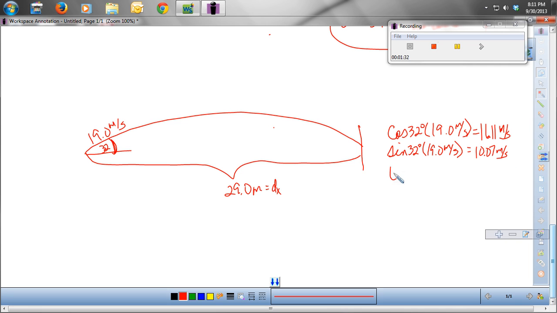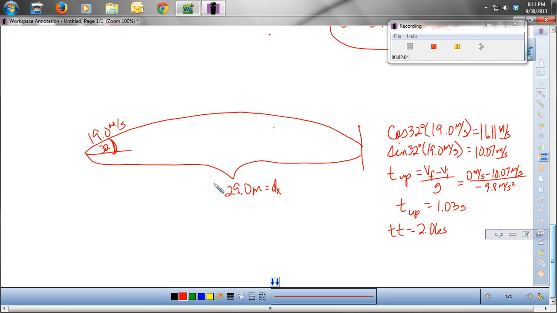So I said, well, let's find out how long it rises for. Well, I said VF minus VI over g. So that's a 0 minus 10.07 over negative 9.8. So I found out that it went up for 1.03 seconds. So if it goes up and comes down back down to the same level, the total time would be 2.06.